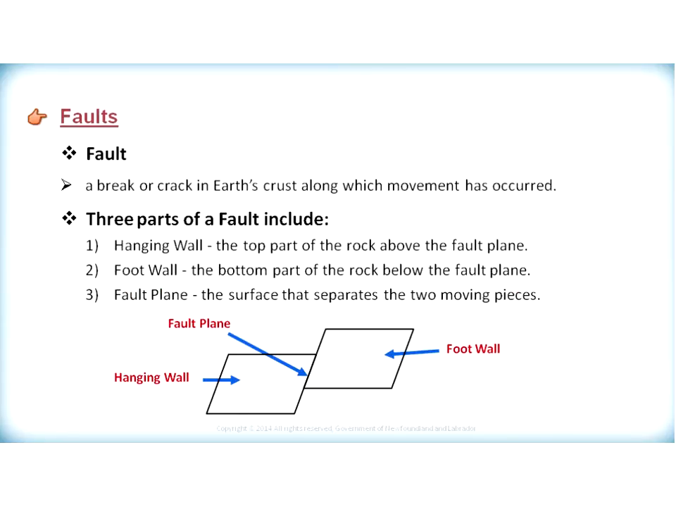Let's look at faulting first. A fault is a break or crack in Earth's crust along which movement has occurred. Three parts of a fault include: number 1, the hanging wall. This is the top part of the rock above the fault plane. Number 2, the footwall, which is the bottom part of a rock below the fault plane. And number 3, the fault plane. This is the surface that separates the two moving pieces or blocks of rock, and generally is located between the two.